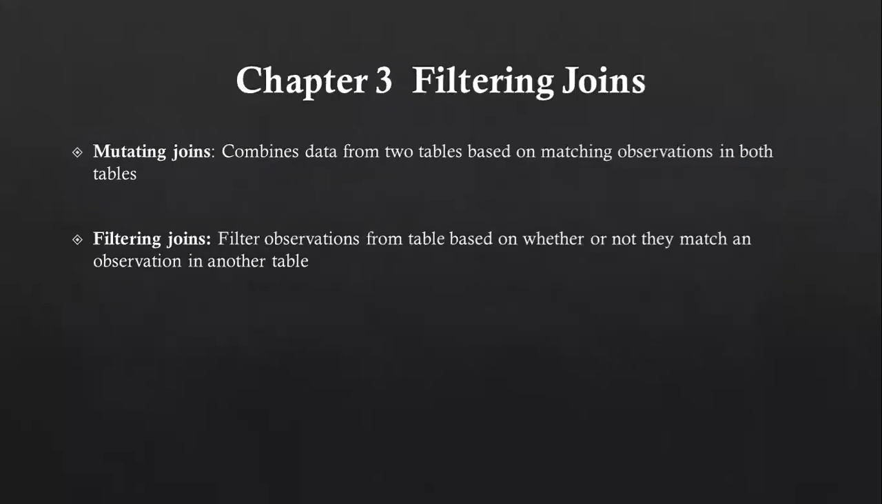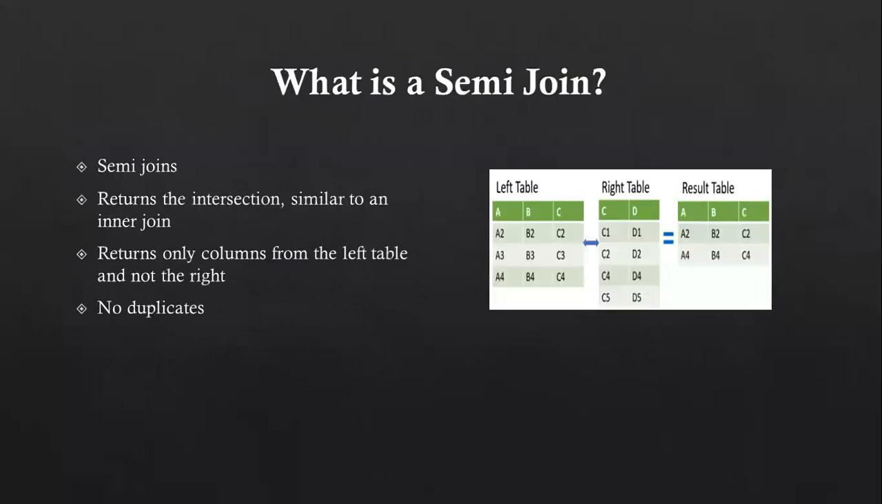Chapter 3, filtering joins. Mutating joins and filtering joins. Mutating joins combine data from two tables based on matching observations in both tables, and filtering joins filter observations from a table based on whether or not they match an observation in another table. What is a semi-join? Semi-join returns the intersection, similar to an inner join, but returns only columns from the left table and not the right, and there is no duplication in a semi-join.